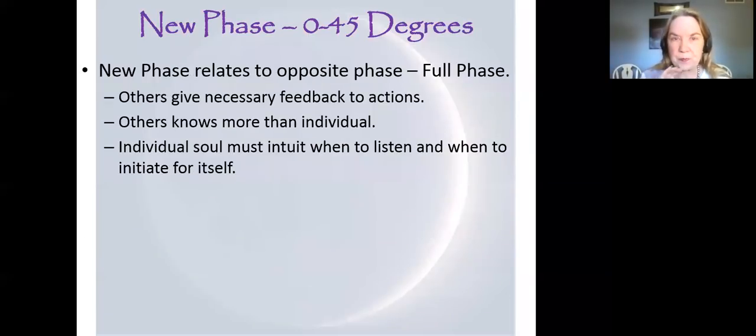Now, anytime you're looking at any one of the phases, just like when you're looking at the 12 archetypes, to have a full understanding of one of those 12 archetypes, you look to the opposite archetype and you see the polarities as they exist. Gemini, Sag are a polarity. You understand Gemini better from its Sag polarity. You understand Sag better from the Gemini polarity.